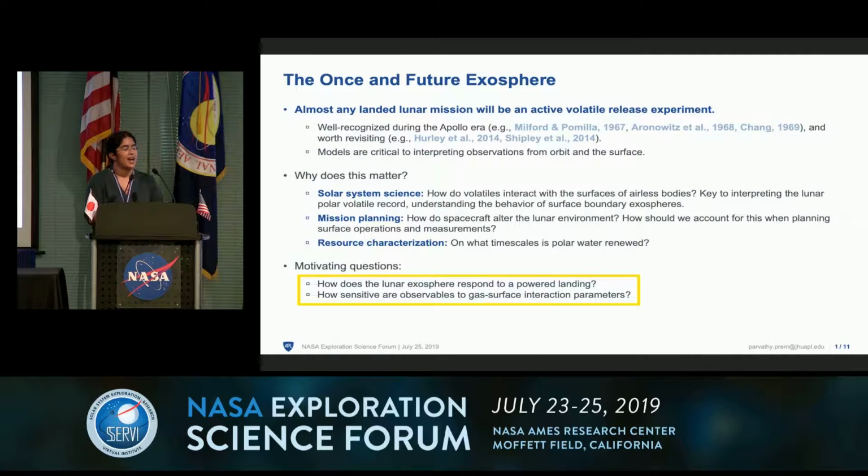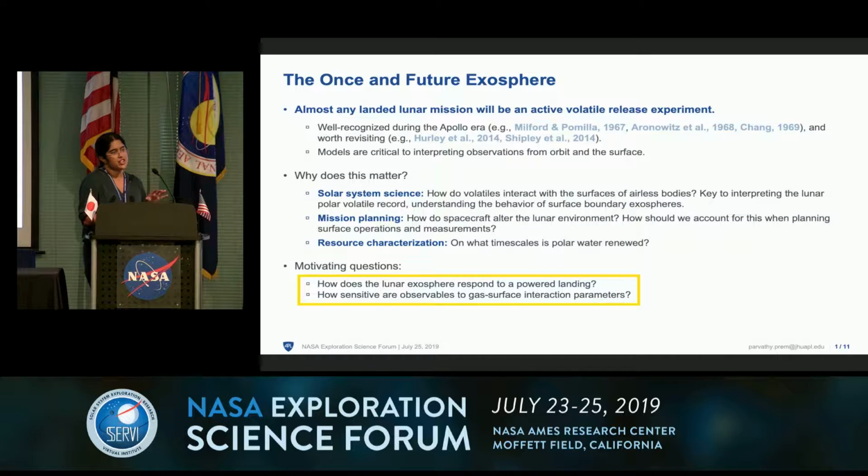So the motivation behind this work lies in something that we've known for a long time, which is that almost any landed lunar mission is inevitably going to be an active volatile release experiment. This is something that was looked into during the Apollo era, primarily with a view to linking spacecraft contamination to sample collection procedures. It's something that's been revisited in the years since. And modeling plays a key role in linking observations to the physical processes that are acting and controlling the exosphere.